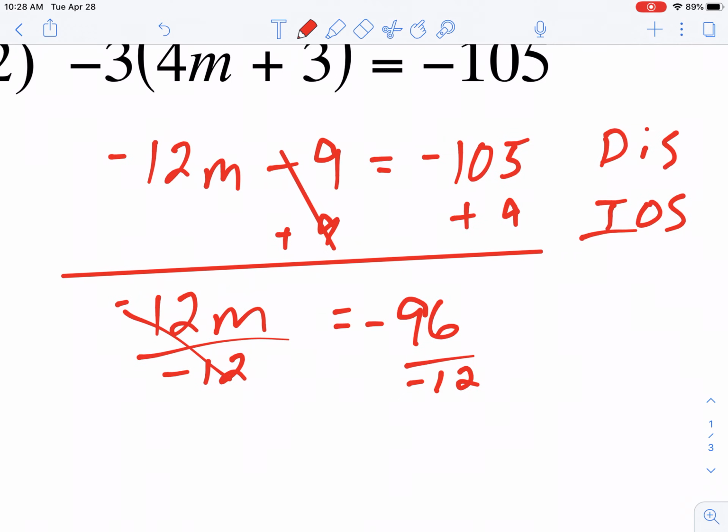These cancel out. M drops down. The equal sign drops down. Again, you're more than welcome to use Desmos. In this case, a negative divided by a negative is a positive. 96 divided by negative 12 is 8. Again, you'll only enter the number 8.